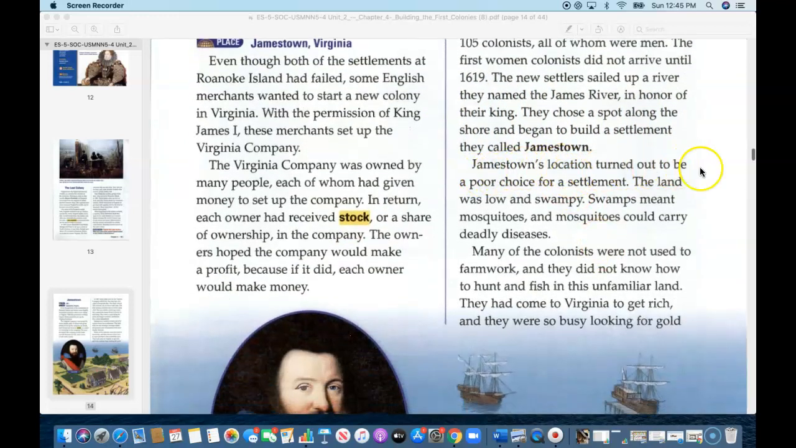Jamestown's location turned out to be a poor choice for a settlement. The land was low and swampy. Swamps meant mosquitoes, and mosquitoes could carry deadly diseases.